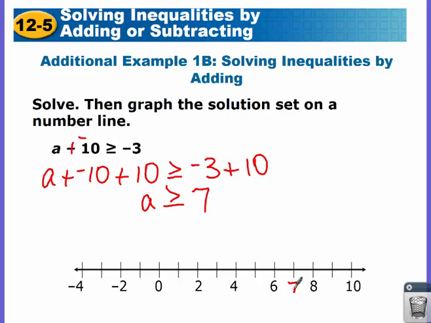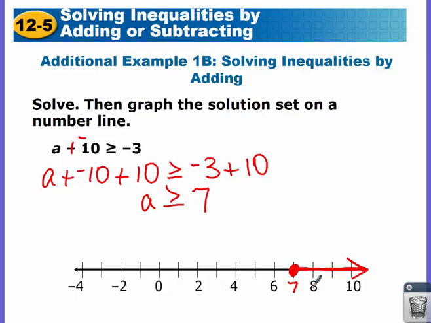graph. So because it is a greater than or equal to, I'm going to put a closed circle, and I need to shade to the right. So I need values that are greater than 7 to check this particular statement. So I'm going to use the first one available, 8.